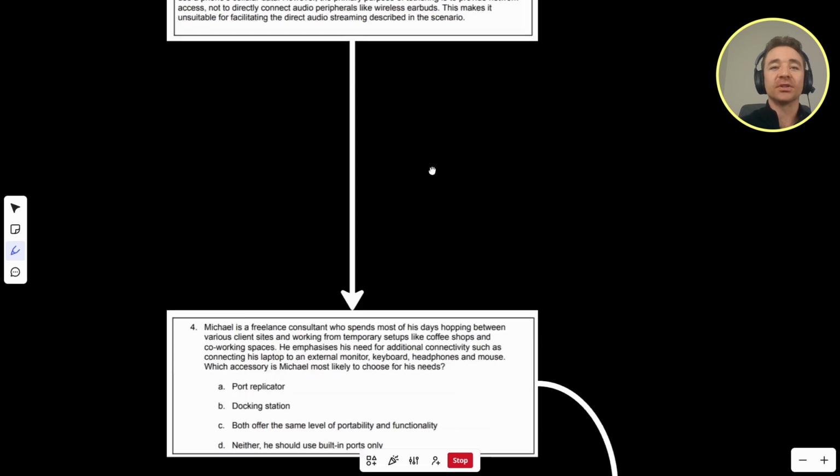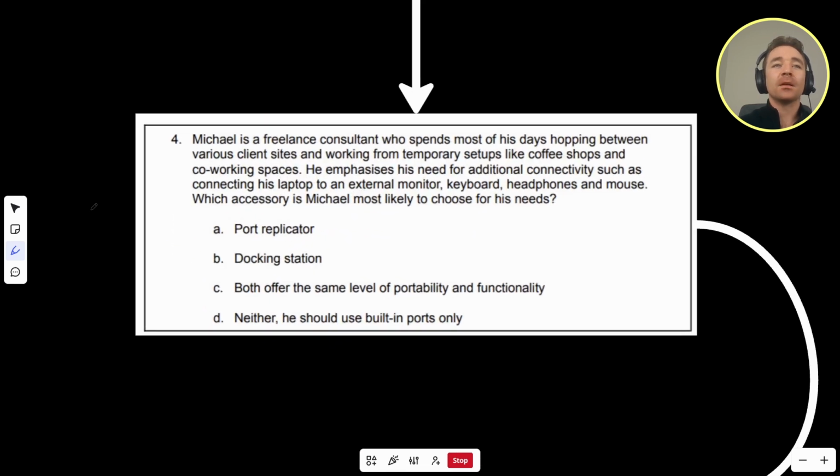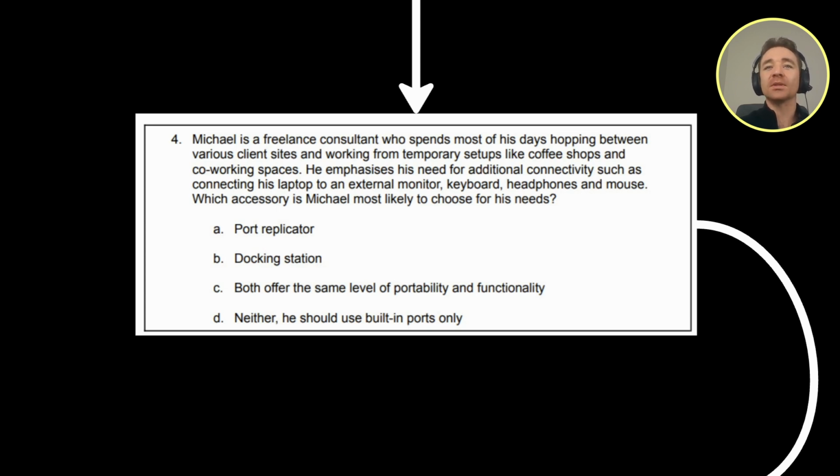Let's go to the next question, which reads: Michael is a freelance consultant who spends most of his days hopping between various client sites and working from temporary setups like coffee shops and co-working spaces. He emphasizes his need for additional connectivity, such as connecting his laptop to an external monitor, keyboard, headphones, and mouse. Which accessory is Michael most likely to choose for his needs?